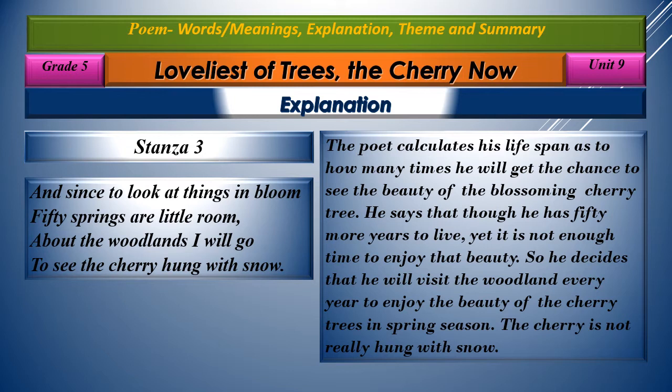Stanza 3. And since to look at things in bloom, fifty springs are little room, about the woodlands I will go to see the cherry hung with snow. The poet calculates his lifespan as to how many times he will get the chance to see the beauty of the blossoming cherry tree. He says that though he has 50 more years to live, yet it is not enough time to enjoy that beauty.